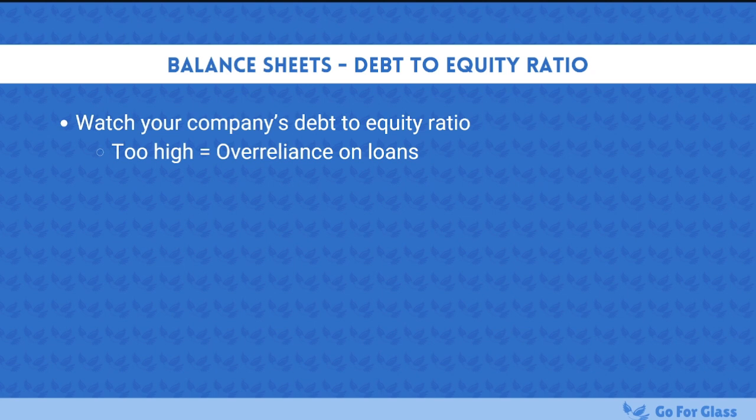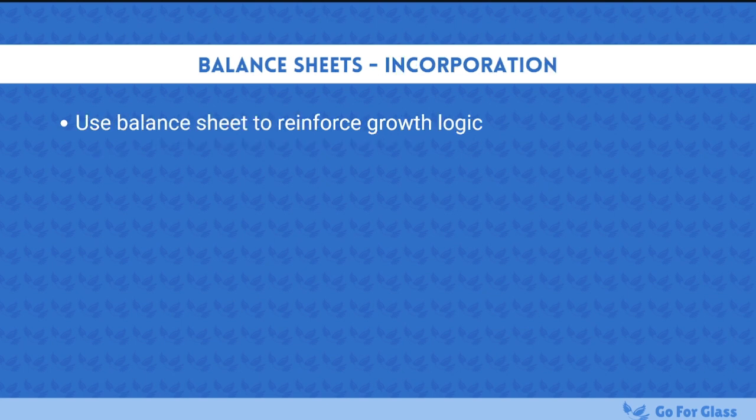If it's too high, then it means your company is overly reliant on borrowed money, rather than making enough revenue to cover operations. Anytime your debt-to-equity ratio is above 2 to 1, this will be a massive red flag to judges. Next, when we're developing our balance sheets, always use the balance sheet to reinforce your growth logic.